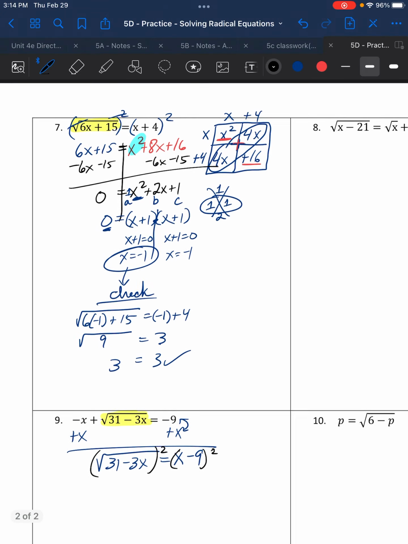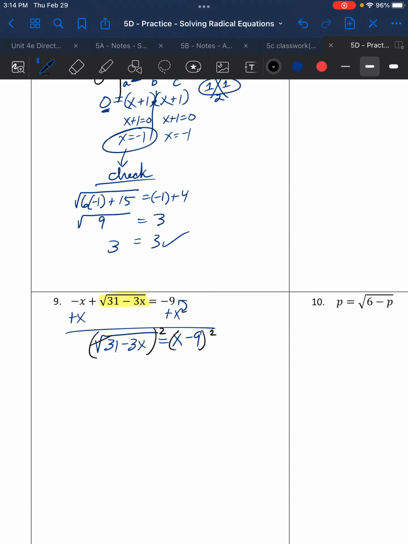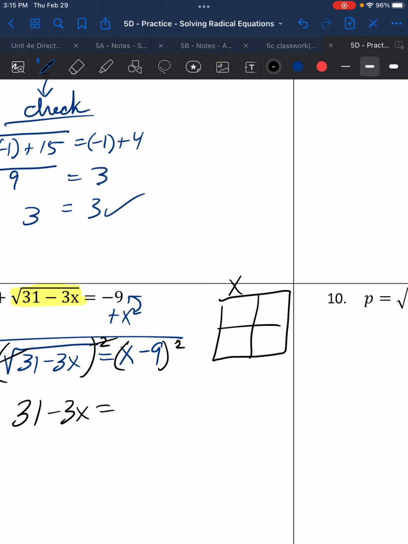Now we're very close to what we just did on number 7. I'm going to have square root and square, which simplify as inverse operations. X minus 9 squared means x minus 9, x minus 9. X times x is x squared. X times negative 9 is negative 9x. X times negative 9 is negative 9x. Negative 9 times negative 9 is 81.